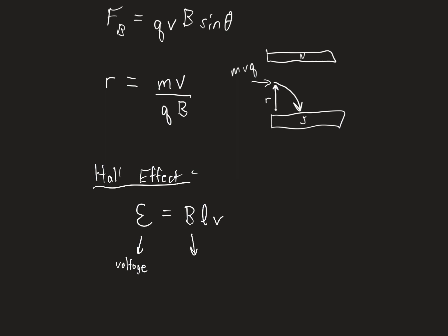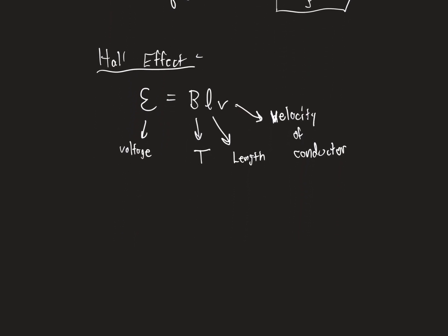B. What are the units of B? Tesla. L. What is L in the Hall effect? Length. So this is the size of the thing that's creating the back EMF that's inside of the magnetic field. And then V is motion inside of the magnetic field. It's the velocity of your conductor that's moving. So that's the Hall effect. It creates this back EMF.